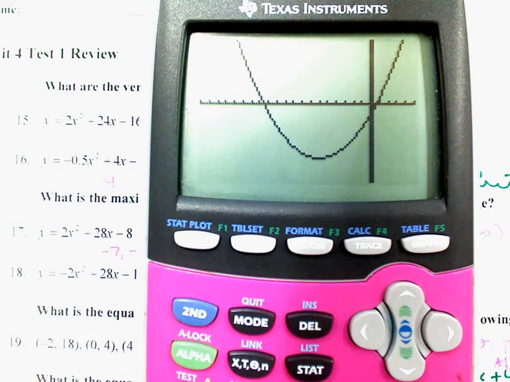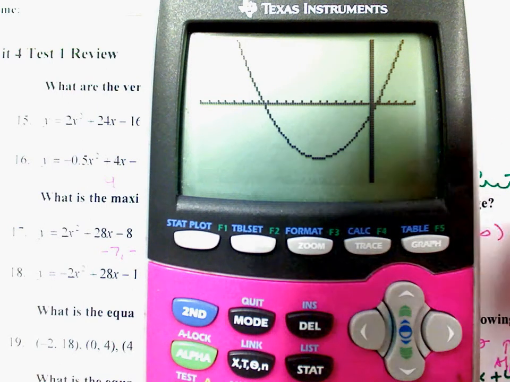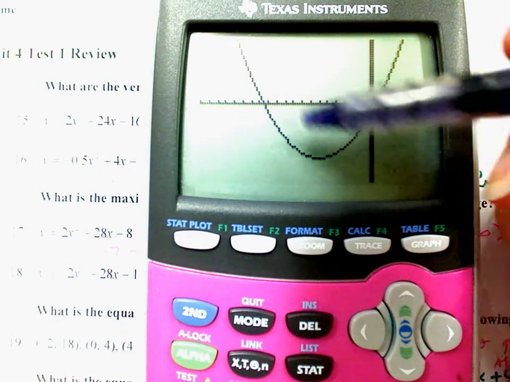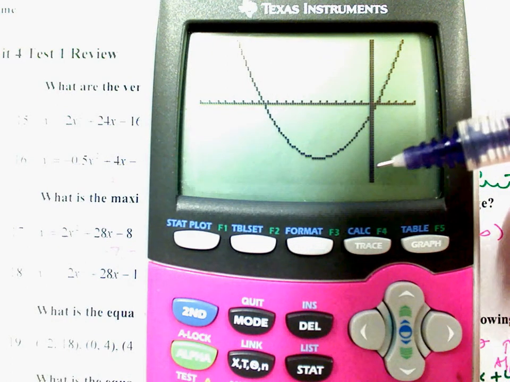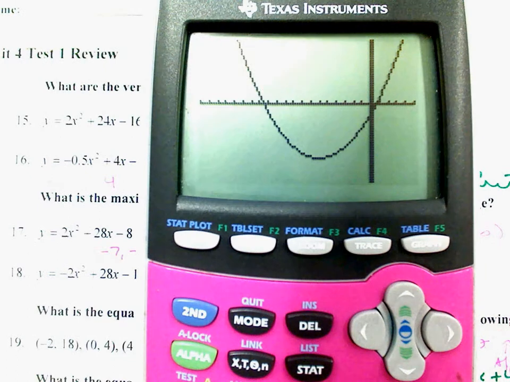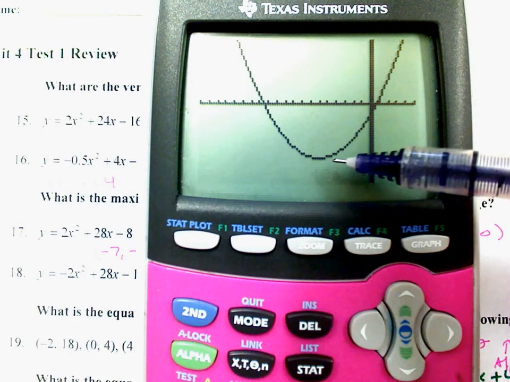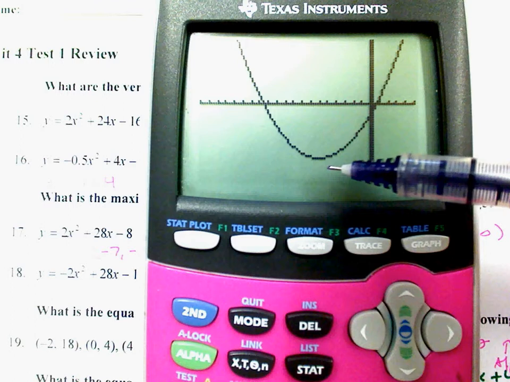I like this because I can see the minimum. I have plenty of space below it, and then I can see the zeros, yeah? Fine. Okay, guys, isn't this the vertex? And it's also a max or a min. It's a minimum. How do I find a minimum?